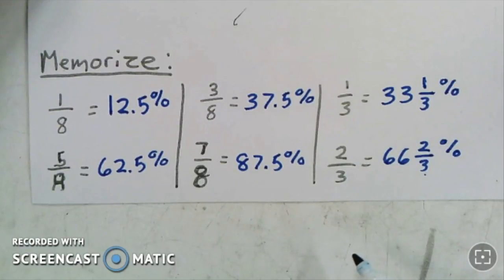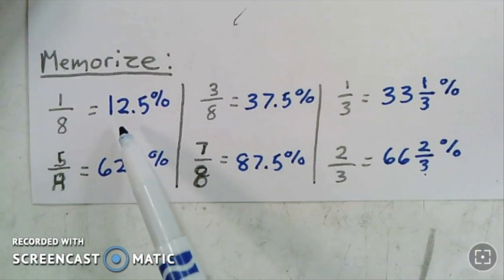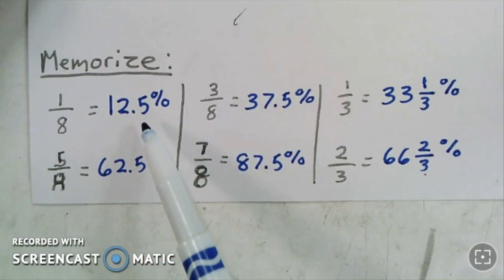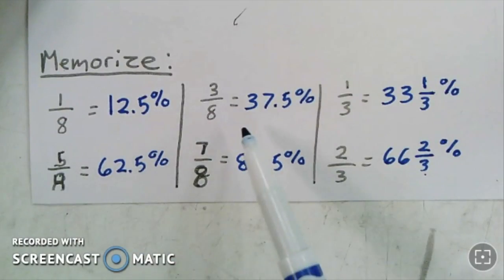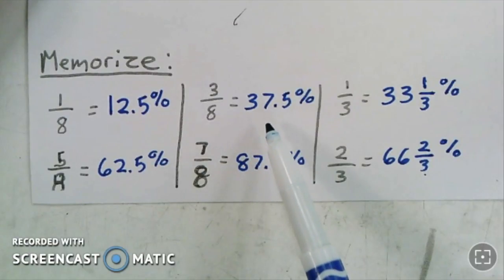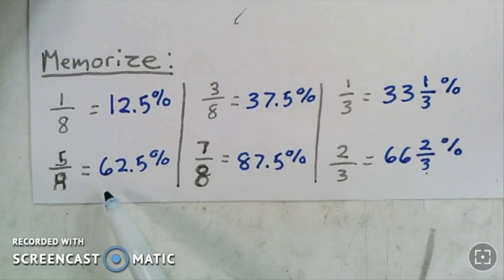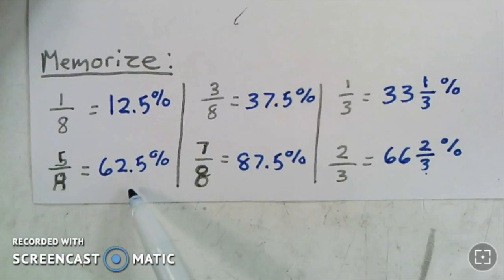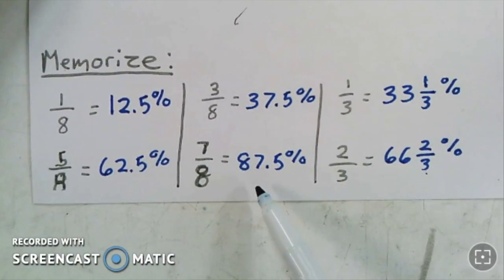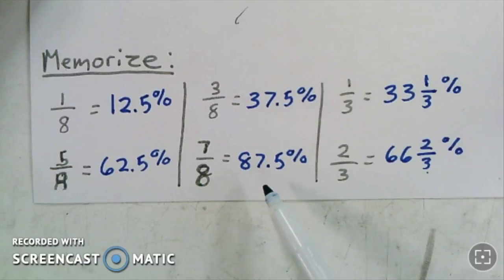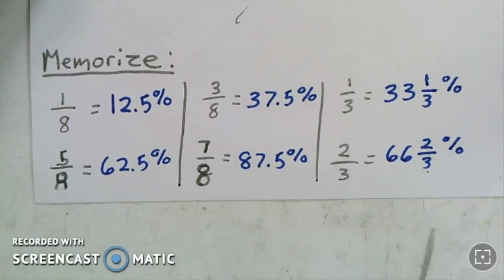Now, the eighths are a little bit more tricky to remember, but start here. 1/8 is 12.5%, which is 0.125. 3/8 is 37.5%, which is 0.375. 5/8 is 62.5%, which as a decimal is 0.625. And 7/8 is 87.5%, which as a decimal is 0.875. Please take some time to memorize those. We're going to use that in our next type of example.